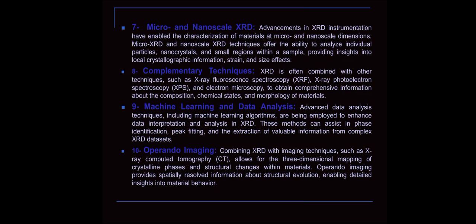Eighth one, complementary techniques. XRD is often combined with other techniques such as X-ray fluorescence spectrometry, X-ray photoelectron spectroscopy, and electron microscopy to obtain comprehensive information about the composition, chemical states, and morphology of materials. Ninth one, machine learning and data analysis. Advanced data analysis techniques, including machine learning algorithms, are being employed to enhance data interpretation and analysis in XRD. Operando imaging. Combining XRD with imaging techniques such as X-ray computed tomography allows for the three-dimensional mapping of crystalline phases and structural changes within materials.